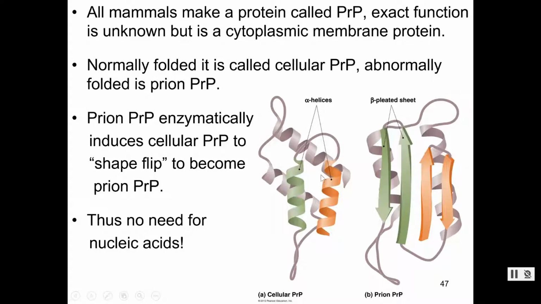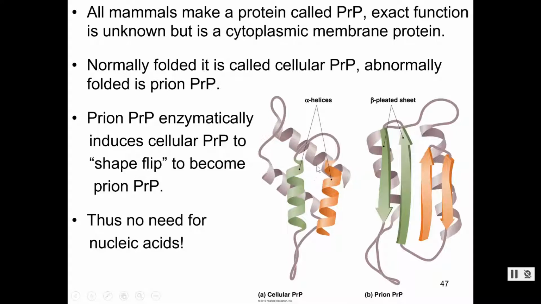All animals have it, all mammals for sure, and we call it cellular PrP. Remember, this is a polypeptide chain of amino acids. If you remember back to protein structure, if it bends in a certain way, you get these alpha helices. This is the structure of cellular PrP. And we know that proteins are very dependent on their shape; what they do depends on their shape. Okay, so this is our normal PrP protein.